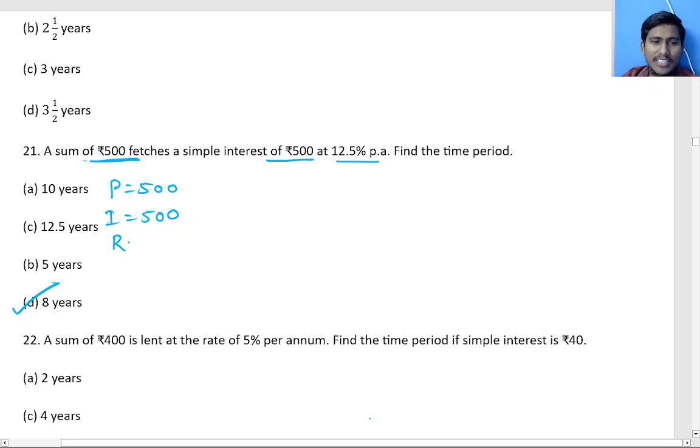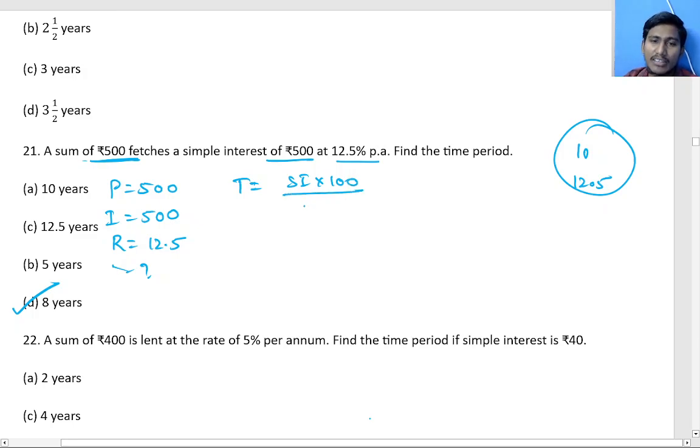So the rate of interest is how much? 12.5%. So I did here 100 divided by 12.5 rate. Why? How did we get this? Let us see. Time we have to find. Here we know the rate, so how do we find time? Simple interest into 100 divided by P into R. Simple interest is 500 into 100 divided by principal is 500 into 12.5.